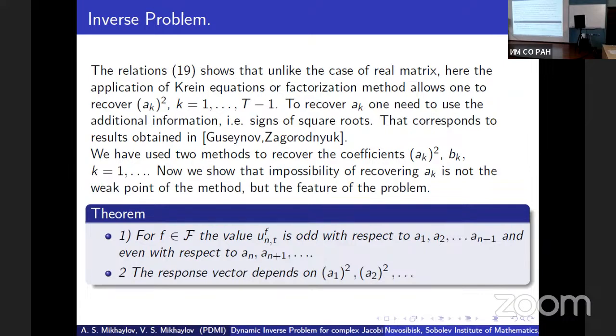Соответственно, это приводит к тому, что наша обратная задача, то есть этот response вектор, вектор отклика, зависит просто от квадратов этих a_k. Поэтому ничего, кроме квадратов, мы найти не можем. Это не минус метода, это просто естественная ситуация. Это каким-то образом соответствует некоторым спектральным задачам, которые были рассмотрены в статьях этих авторов.